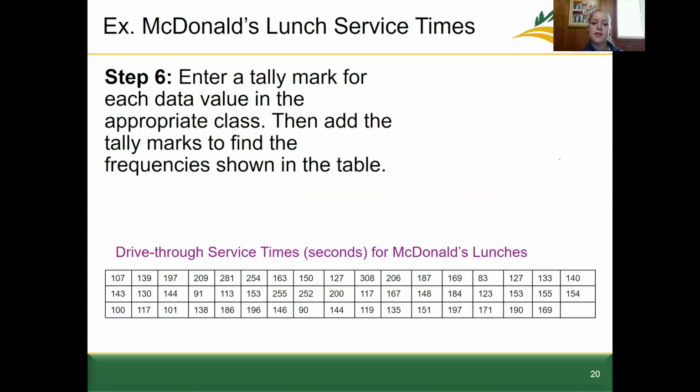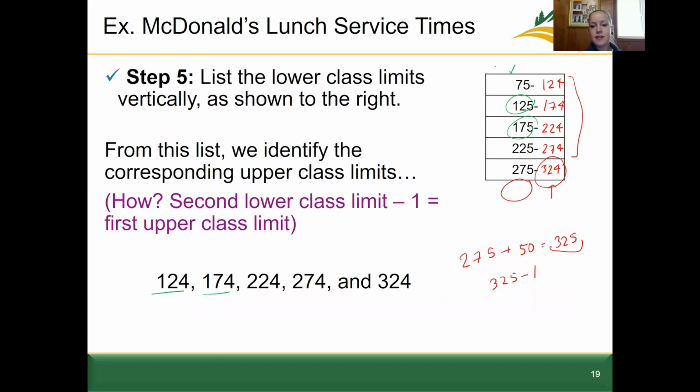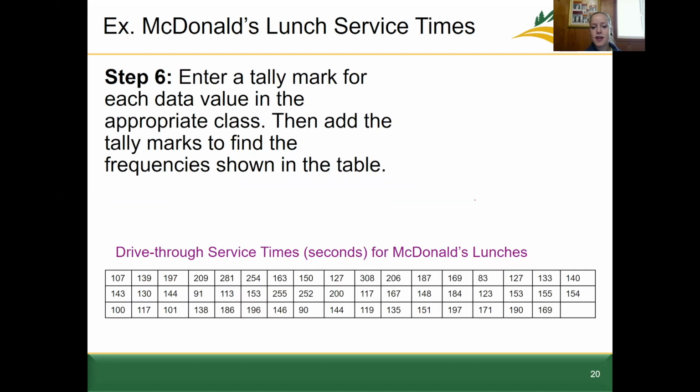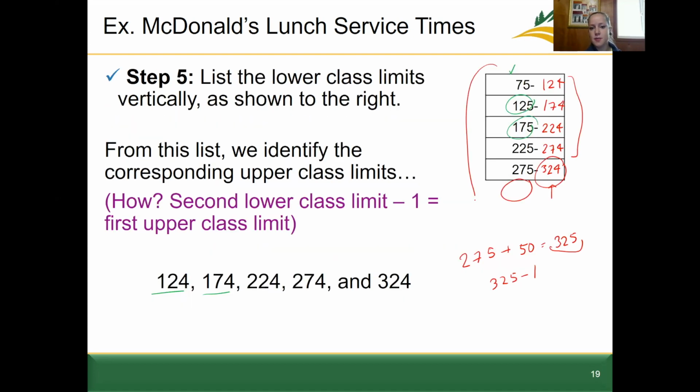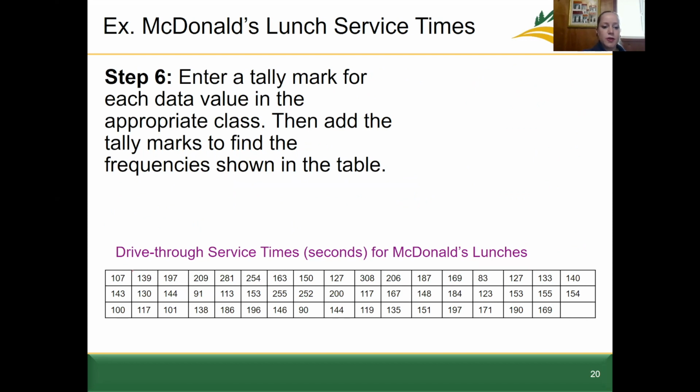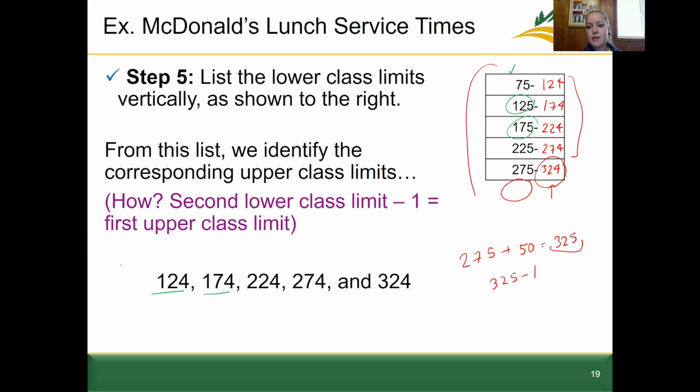Step 6, enter a tally mark for each data value in the appropriate class. Remember, we just created these classes, so 75 to 124, 125 to 174, etc. We look at this full data set and pick which class each data point falls into, and we tally that up. So we would take, for example, 107, that would fit into this first class. So I added a tally here.